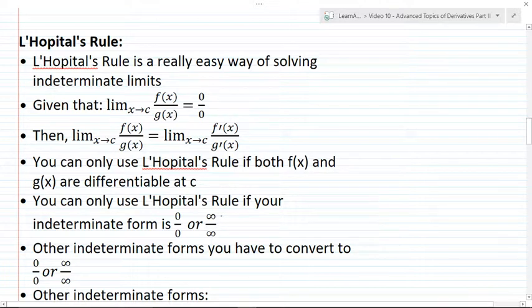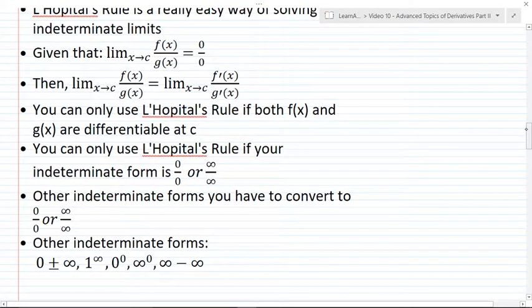So if we have 0 over 0 and our limit is f of x over g of x, then this limit is going to be equal to the limit of the derivative of the top over the derivative of the bottom. I just went over some general guidelines for L'Hopital's rule. Both f of x and g of x must be differentiable at c. And we can only use it if our indeterminate forms are 0 over 0 or infinity over infinity. Other forms, you're going to have to convert to this.